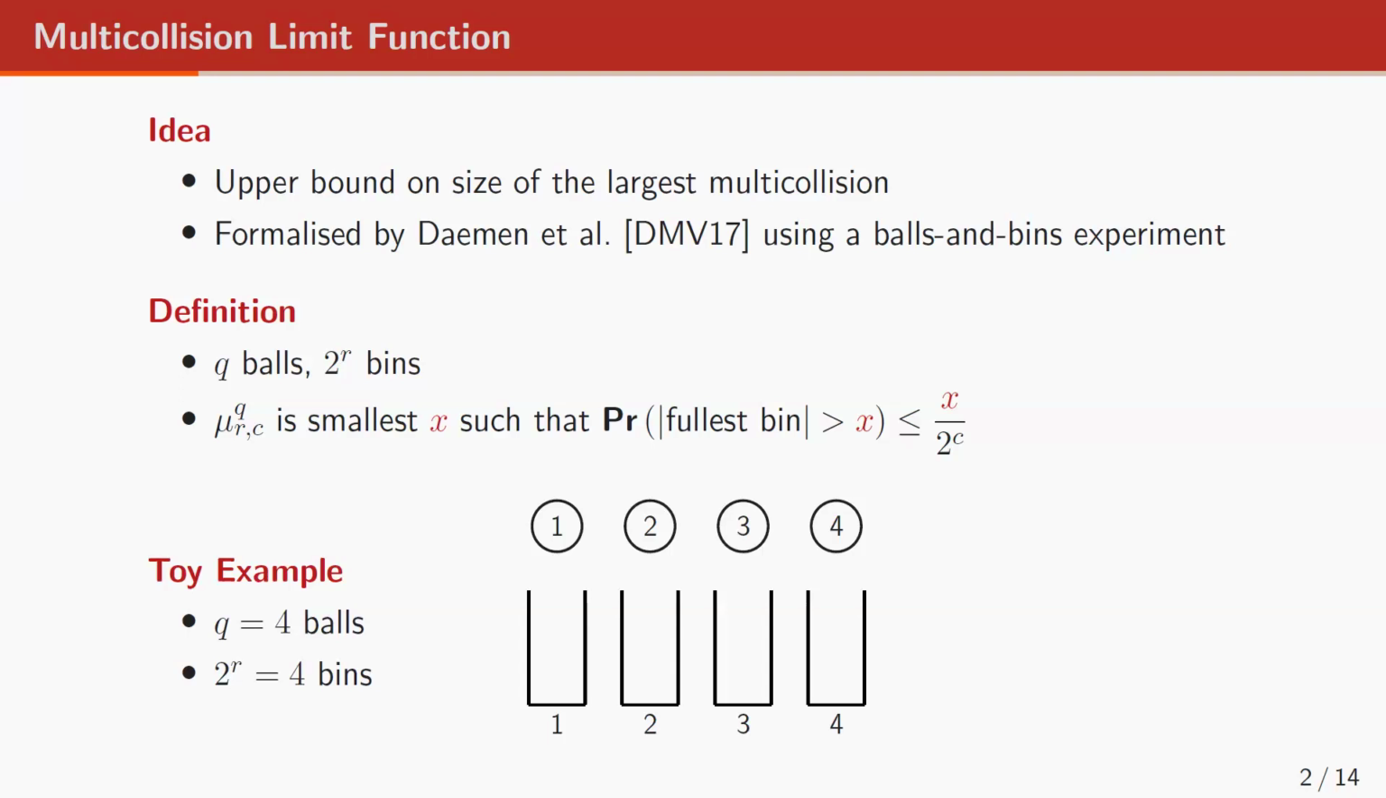Now I'll give an example to illustrate this definition. We set in the example q equal to 4, so we get 4 balls, and we set r equal to 2, so that we get 4 bins. Then the balls are thrown uniformly with replacement into the bins, for example like this. And then we get as fullest bin one containing 2 balls. So the multi-collision limit function can be used to give an upper bound on the fullest bin, and this upper bound is only exceeded with a probability that depends on the parameter c.